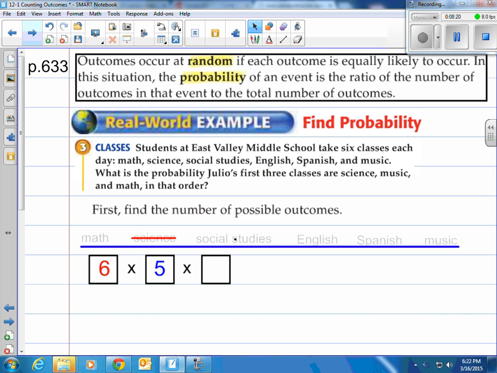Let's see if it will actually pop up for me. I'm trying to cross that off. I don't know why it won't do it. There it is. So now it's crossed off.